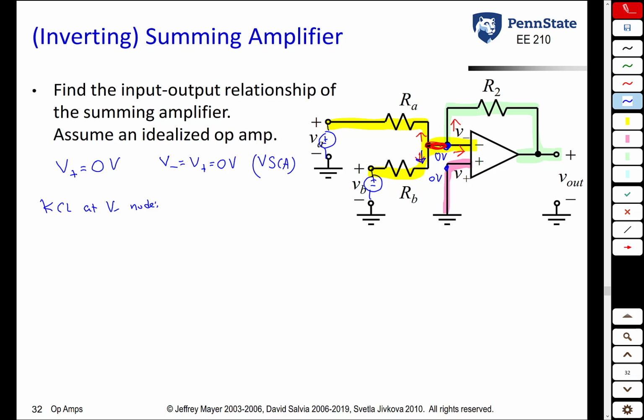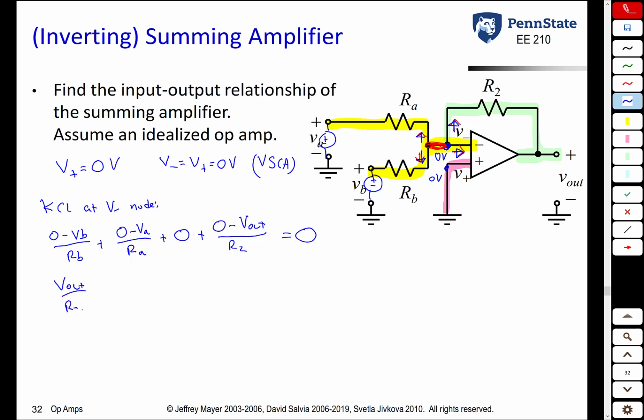current going down here is 0 minus VB over RB. Current going here is 0 minus VA over RA. Current going here is 0. Once again, the current into the inverting terminal of the op-amp is always 0. And the current going through R2 is 0 minus V out over R2. The sum of all those currents has to equal 0. Let's solve for V out.